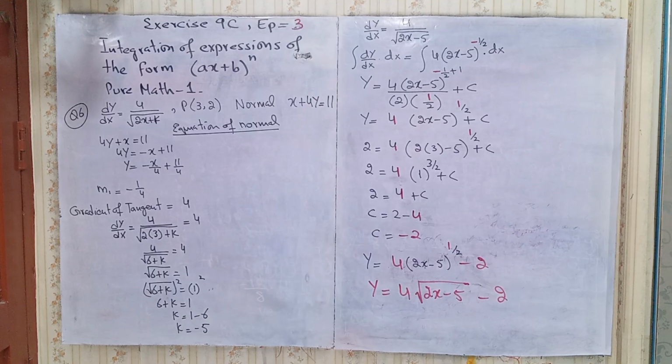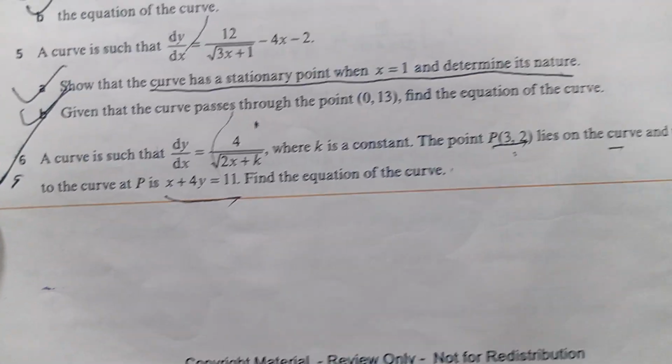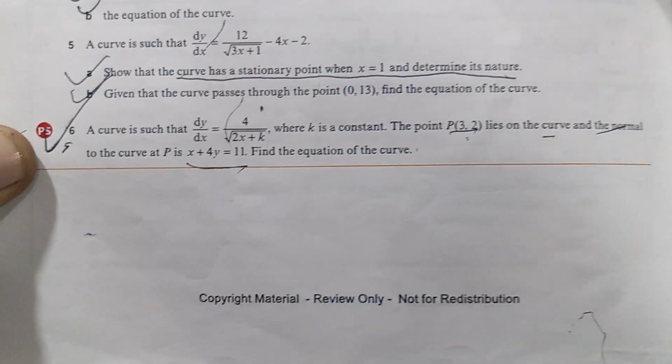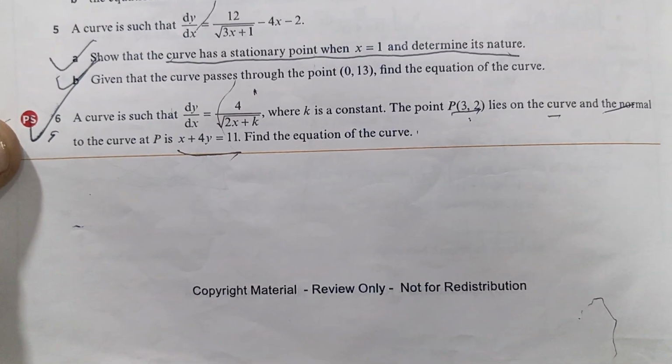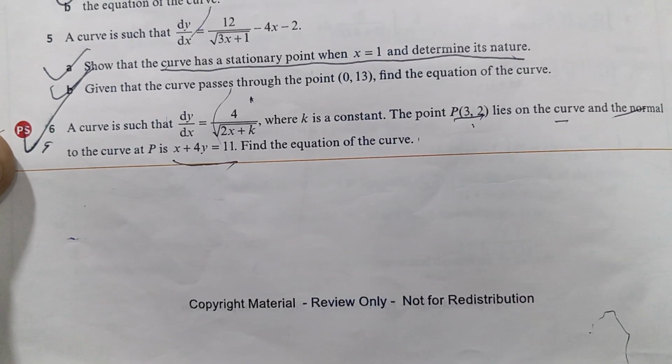So now we will do question number 6, and let me show you question number 6. Here we go. Question number 6 is a problem solving question. Here we have a curve such that dy by dx equals 4 divided by under root 2x plus k, where k is a constant.